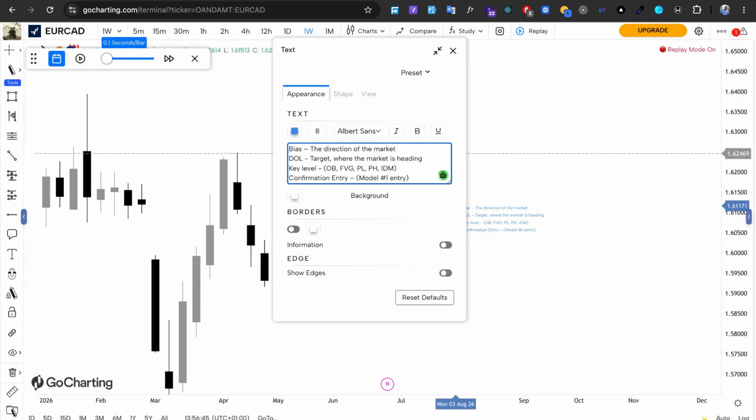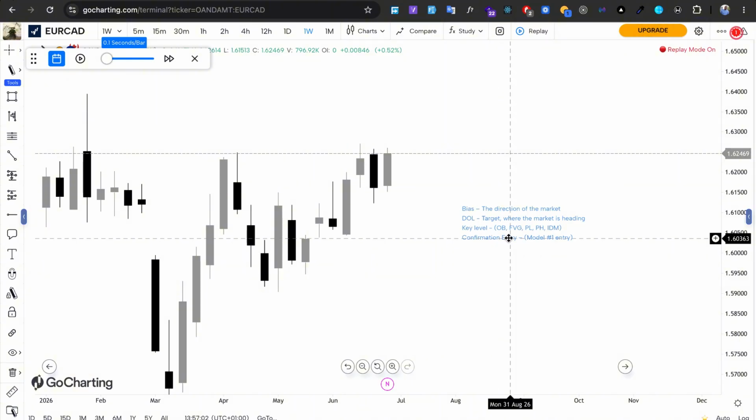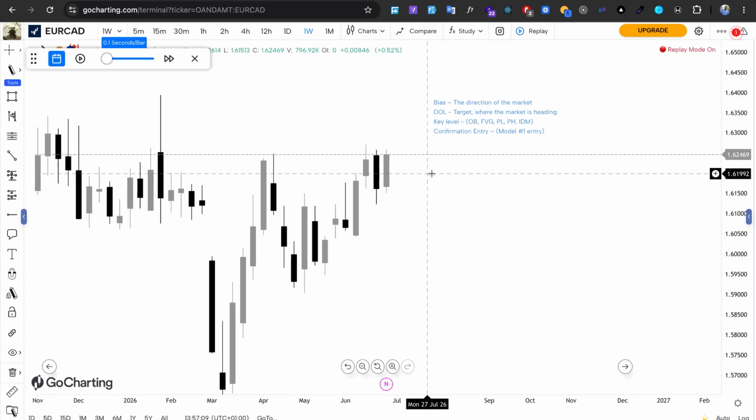So these are all what I look at when analyzing the charts. All these things must follow each other. All these must be in place before taking any trade. So this is it: we have the bias, DOL, key level, and confirmation entry.